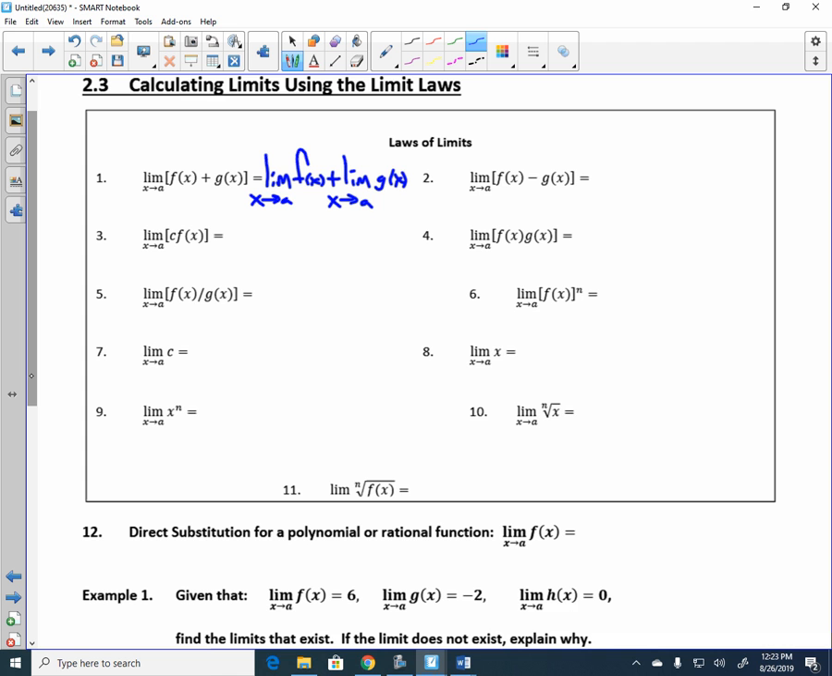Now it's going to follow suit for subtraction, multiplication, division. If you do have a constant, you could write that as the constant times the limit as x goes to a of f of x. So you can always pull that constant out front if you would like.